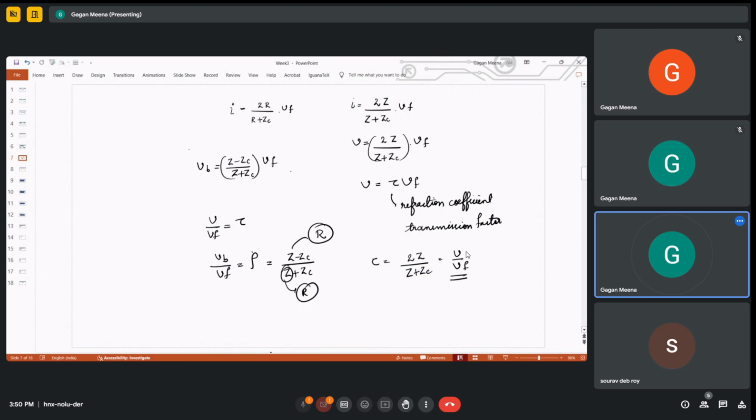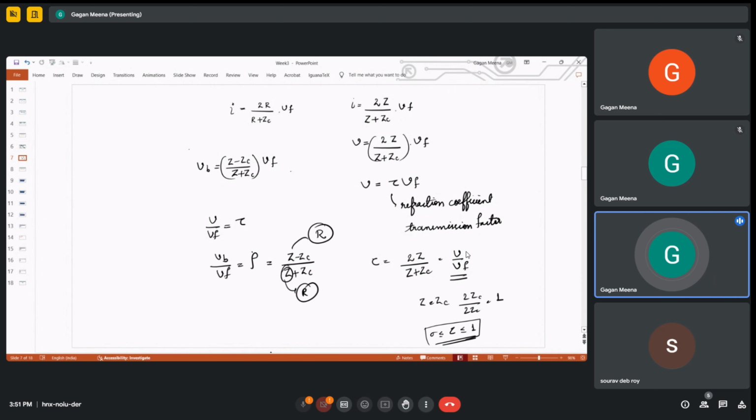Now, what is the value of tau? Here you can say tau is 2Z by Z plus ZC. If Z is equal to ZC, then it becomes 2ZC by 2ZC, which is equal to 1. And if Z is 0, then it becomes 0. So tau will lie between 0 and 1, because impedance cannot be negative. So tau always lies between 0 and 1.